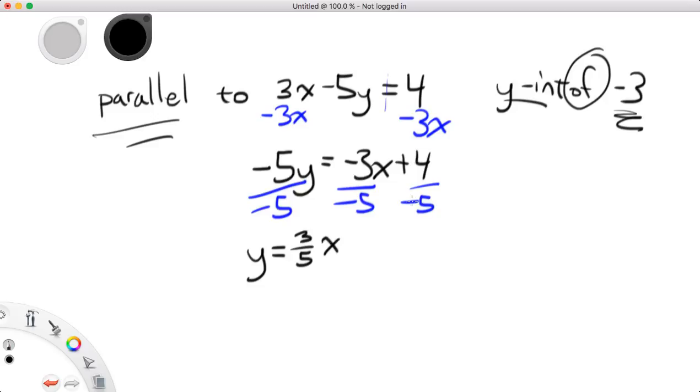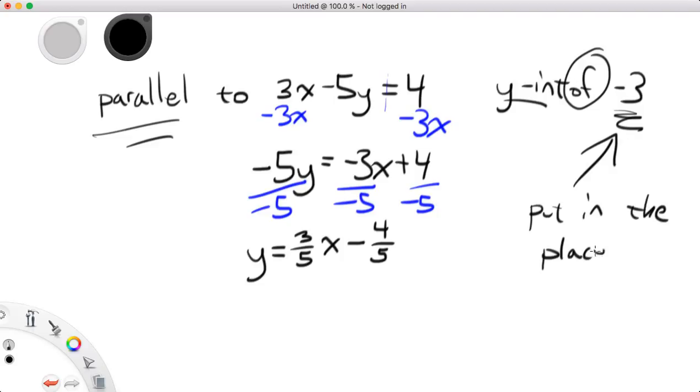Okay, so I need to get rid of 3x on both sides of my little equal sign here. Okay? And I'm going to end up with -5y. Remember, the minus always goes with the thing that comes after it. Equals -3x plus 4. Okay, and then I just need to divide both sides by -5.